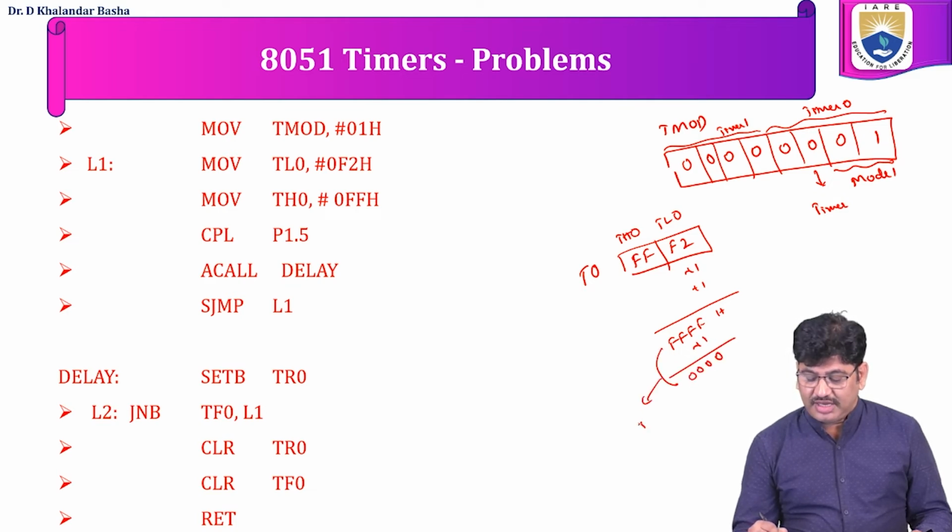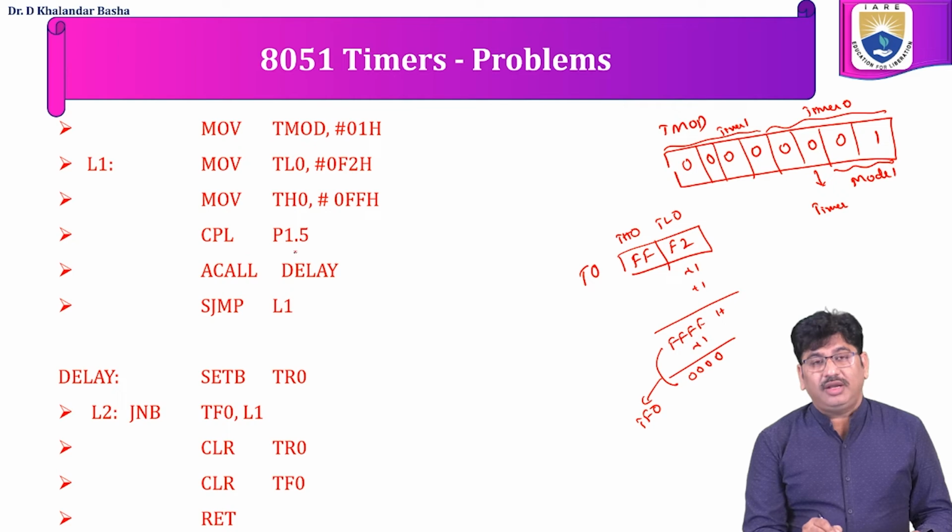Whenever this overflow occurs, it is going to generate the overflow on TF0. Next, complement P1.5, then call delay. This is a call function. A indicates absolute call. The delay function will be called.